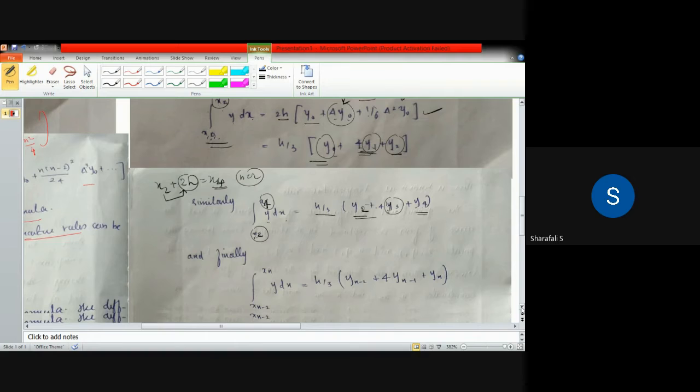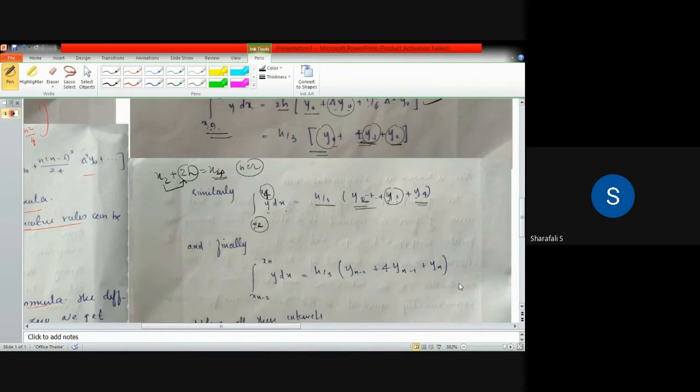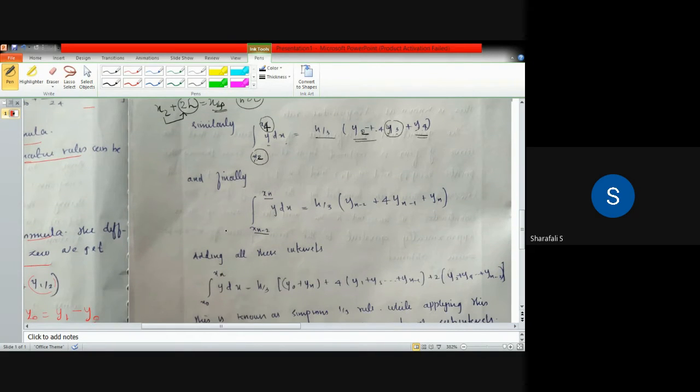In a similar way, if you consider the last term, you will get xn minus 2 to xn. So this is the integration from xn minus 2 to xn of y dx. In general, you can write that is equal to h by 3 times yn minus 2 plus 4 times yn minus 1 plus yn. Here you can see 1 by 3, that's why it is called the 1/3 rule.